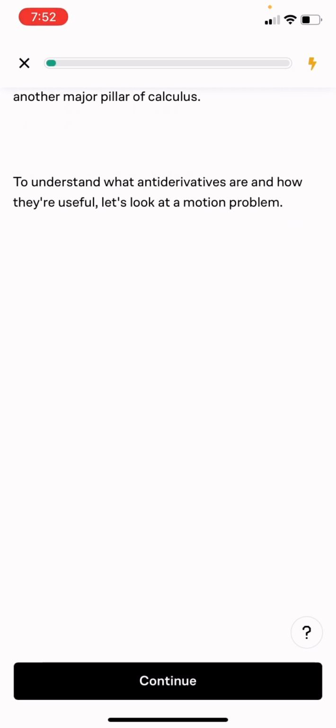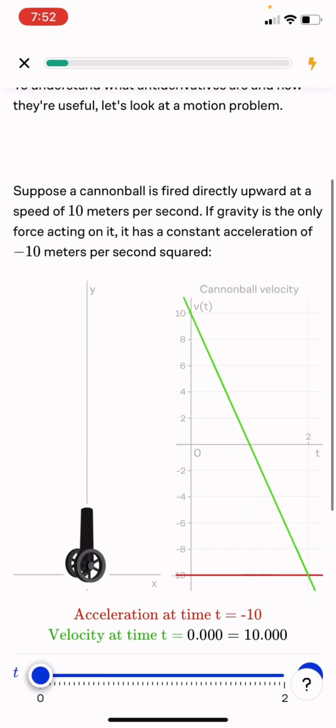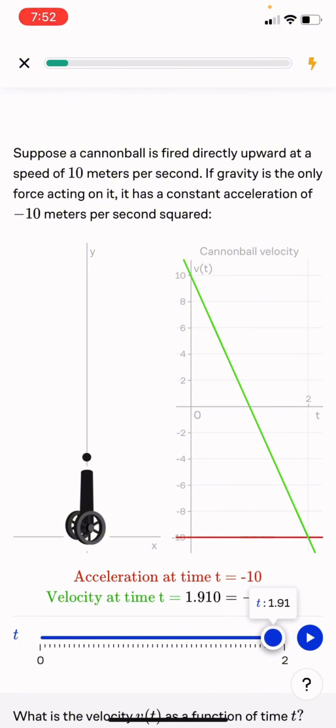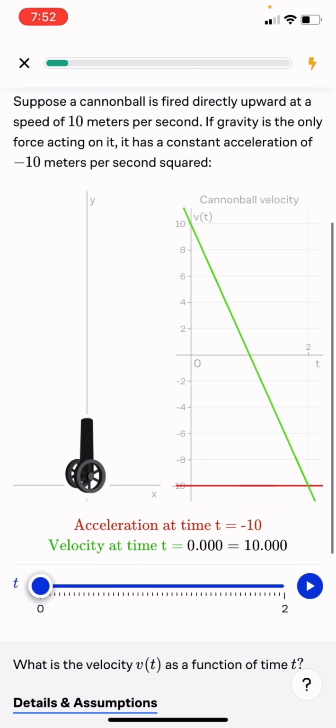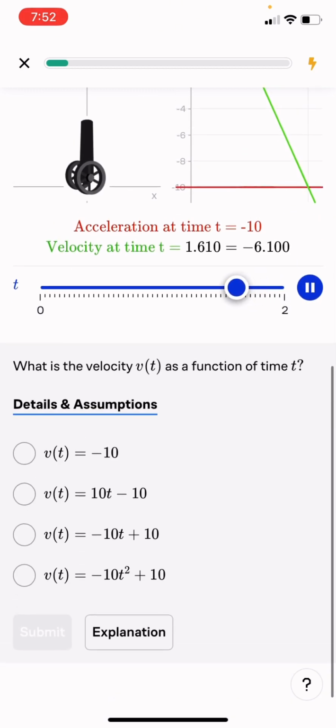To understand what antiderivatives are and how they're useful, let's look at a motion problem. Oh yeah, I remember this. I've seen this before. They show us this. Suppose a cannonball is fired directly upward at a speed of 10 meters a second. If gravity is the only force acting on it, it has a constant acceleration of negative 10 meters per second squared. What is the velocity v(t) as a function of time t?